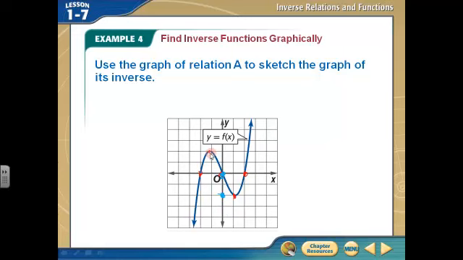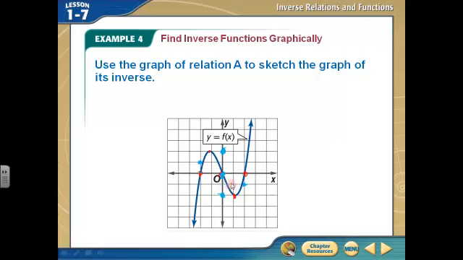This point, which was (-1, 2), becomes (2, -1). And then we've got this point down here, which was (1, -2), now becomes (-2, 1). This point was (2, 0), so now it's going to be (0, 2).